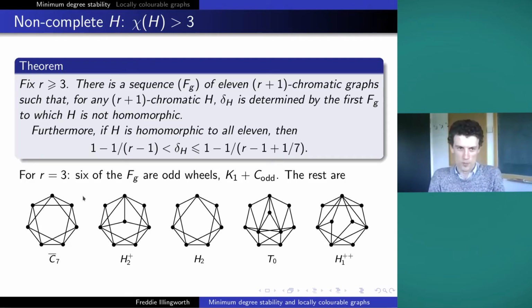If anyone has any questions on minimum degree stability, now is a pretty good time to ask. So I'm going to segue to locally colourable graphs.